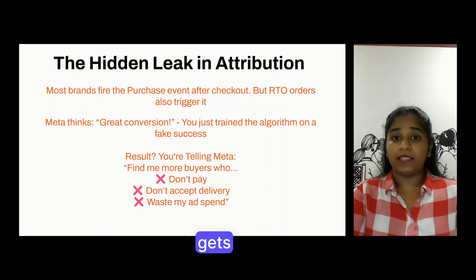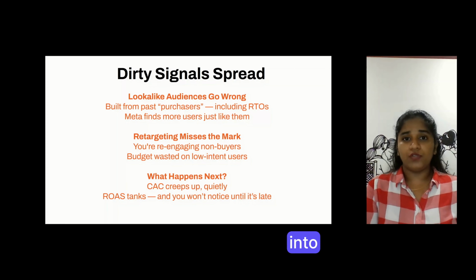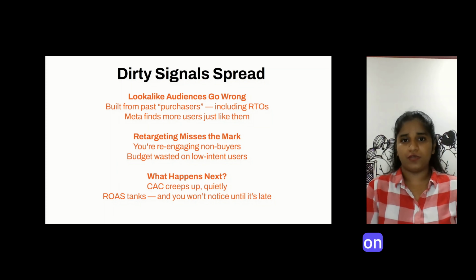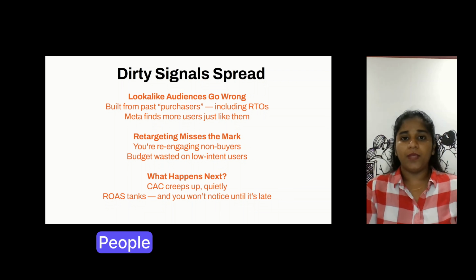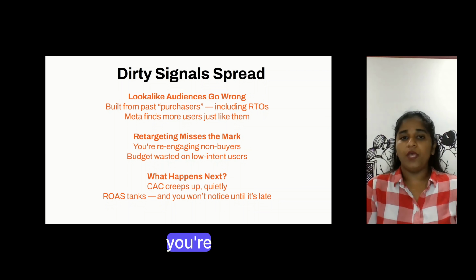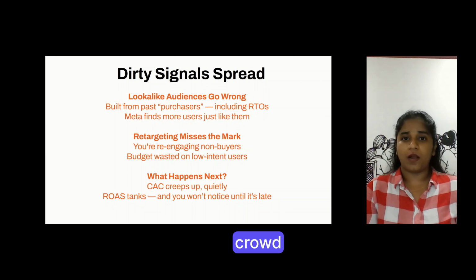But wait, it gets deeper. This flawed signal flows into your lookalike and retargeting campaigns. How? Lookalike audiences are built based on your seed or custom audiences, like the past purchases. But if the seed audience is filled with high RTO users, then the 1% to 5% lookalike audience is filled with people just like them. People who don't complete orders or, worse, habitually reject them. So now you're spending even more targeting the wrong crowd and knowingly training Meta to repeat the same mistake again and again. All because your pixel only knew the first half of the story.